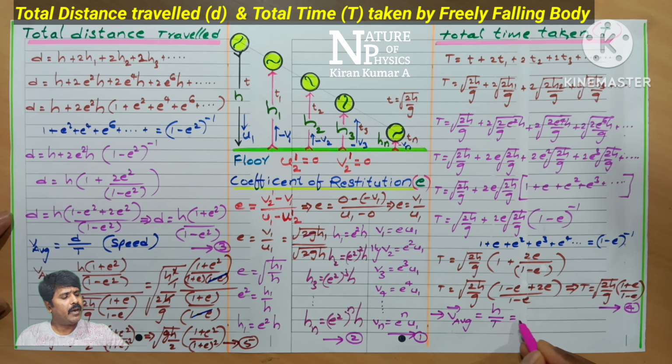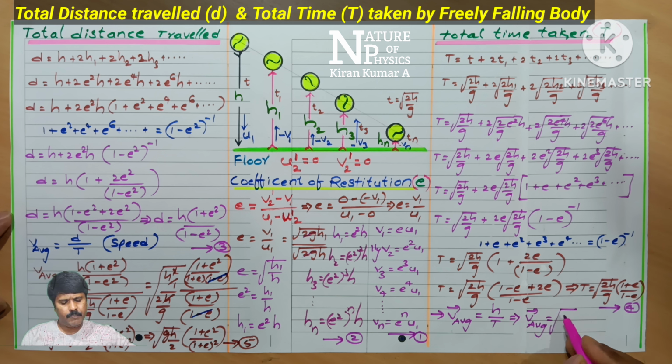So we are getting directly v average bar, which is equal to root over gh divided by 2 into 1 minus e divided by 1 plus e. This I can write as equation number 6.